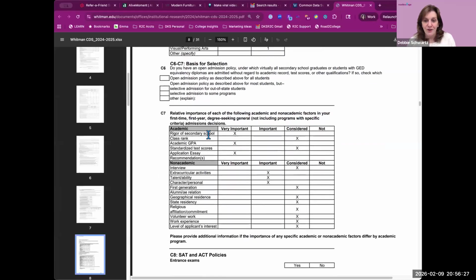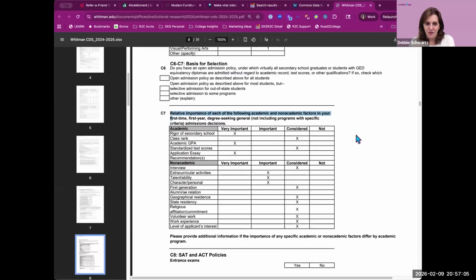Okay, here's another interesting section. This is called academic and non-academic factors, or it's actually called the admission factors. This is section C7. And this is to me an interesting area that not a lot of people look at. It's the rubrics that the admissions office uses to decide what pieces of an application are important to them and how much weight they're going to give them in the admissions process.